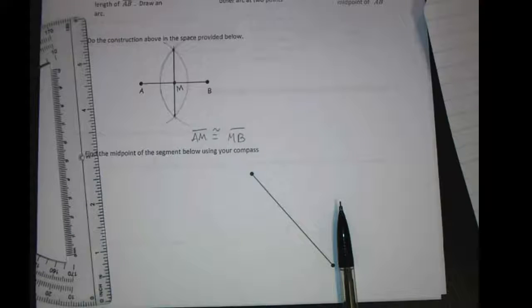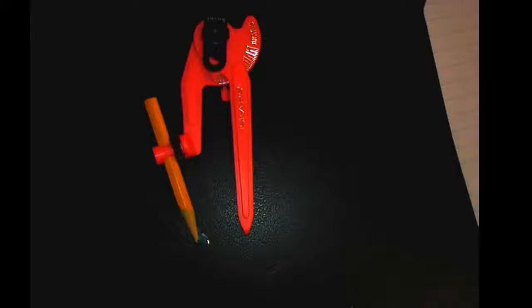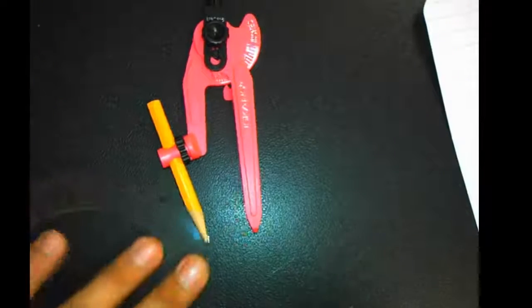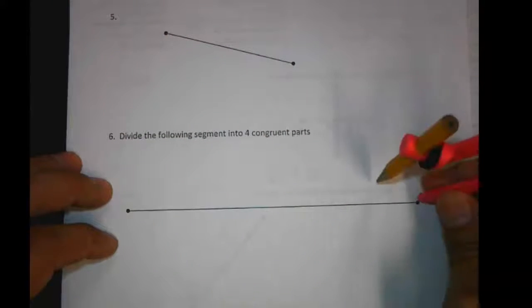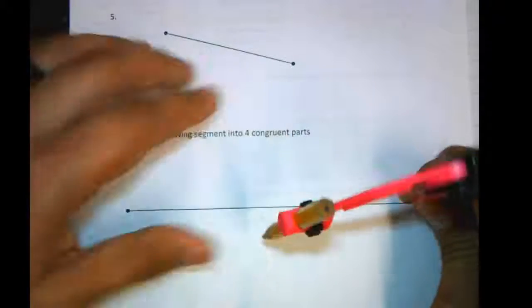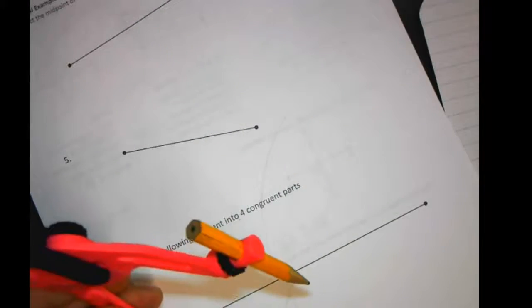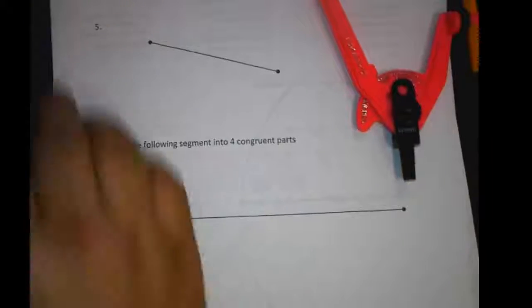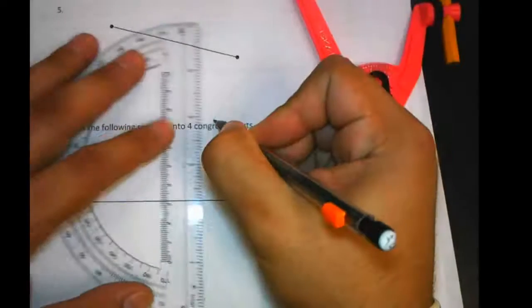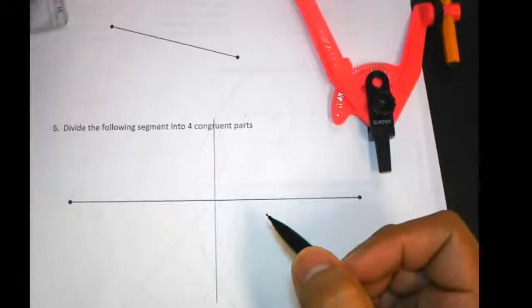Real quick, on number 4, what is 4 asking us to do on the back of this? It says to divide the segment into 4 congruent parts. So let me show you on number 6 how to do that. So I'm going to go past halfway, make an arc, make an arc. It's very light. I don't know if y'all can see that. So from here through here.